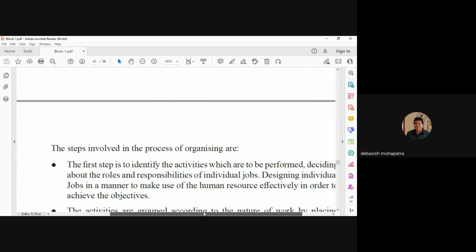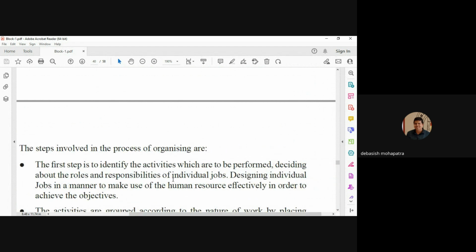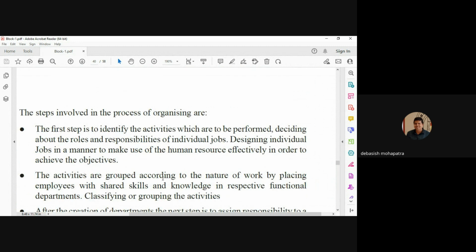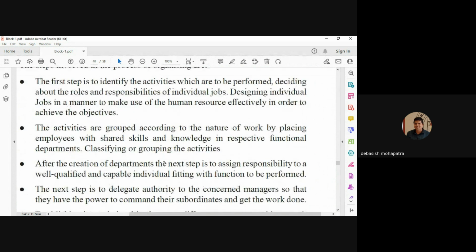So the first step is to identify the activities which are to be performed, deciding about the role and responsibility of individual jobs. The activities are grouped according to the nature of the work by placing employees with shared skills and knowledge in respective functional departments. After the creation of a department, the next step is to assign responsibility to a well-qualified and capable individual, fitting with the function to be performed.